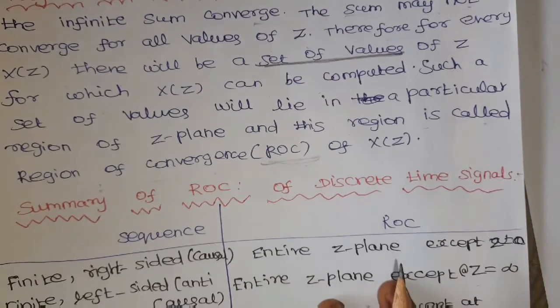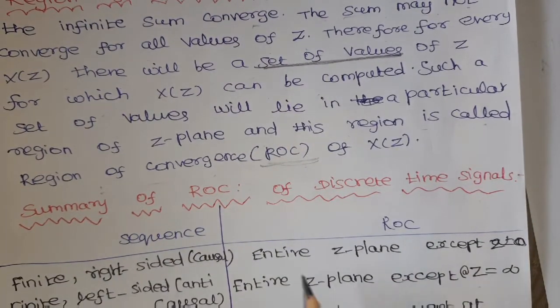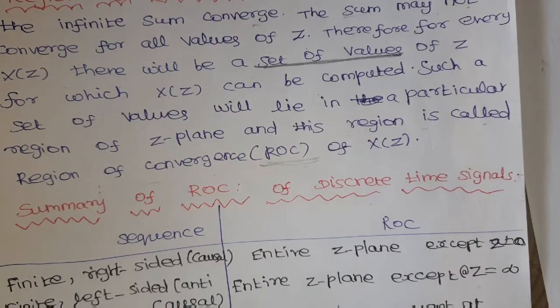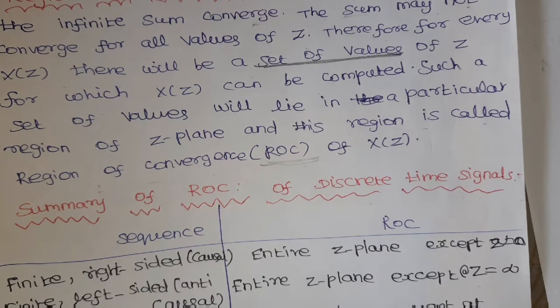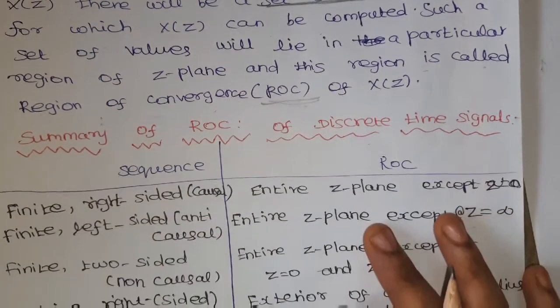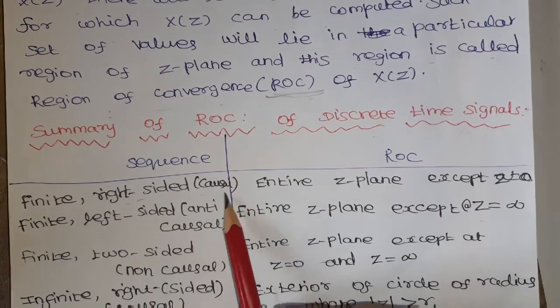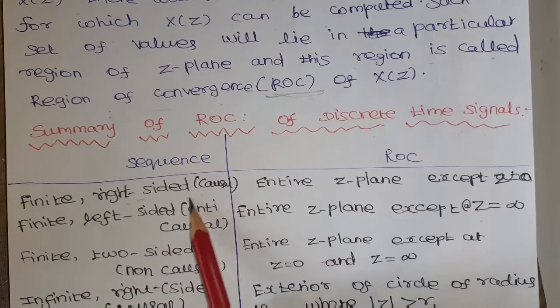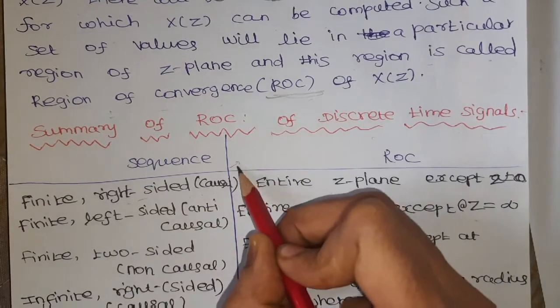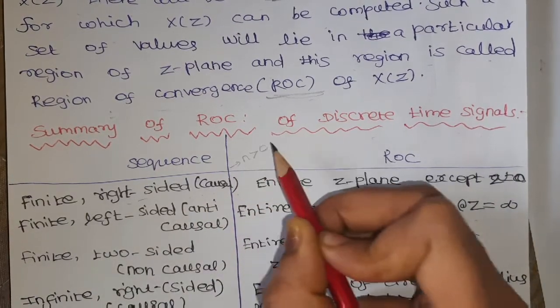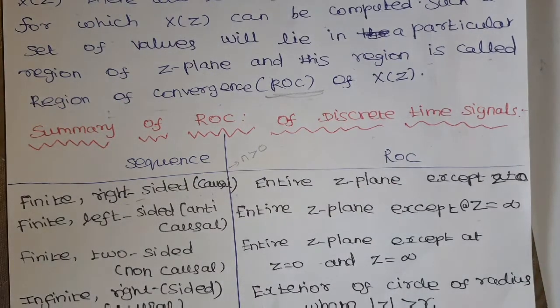Next we will see a summary of the ROC of discrete time signals, and how the ROC converges in the Z plane for different sequences. For a finite right-sided sequence, otherwise called a causal sequence: what is a causal sequence? It exists only for n greater than 0, so it is a right-sided sequence.